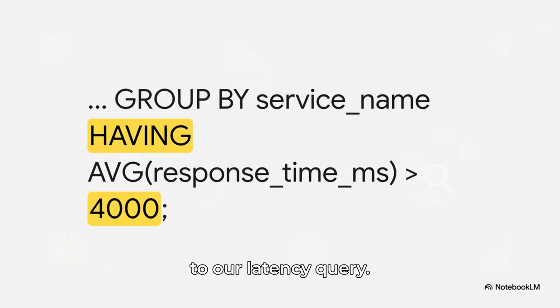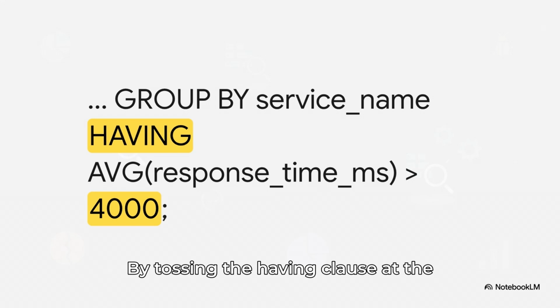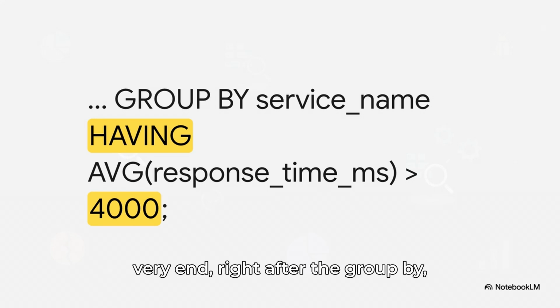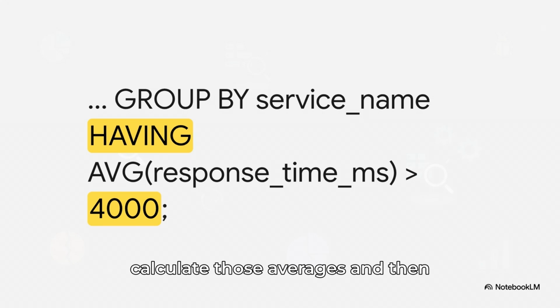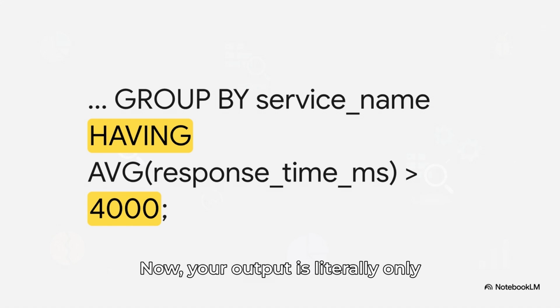Let's apply that rule to our latency query. By tossing the HAVING clause at the very end, right after the GROUP BY, we're instructing the database engine to first calculate those averages and then just throw away any service groups that don't violate our strict 4,000 millisecond threshold. Now, your output is literally only the broken services, no extra noise.